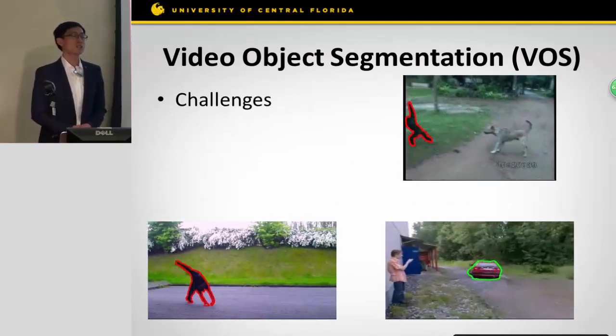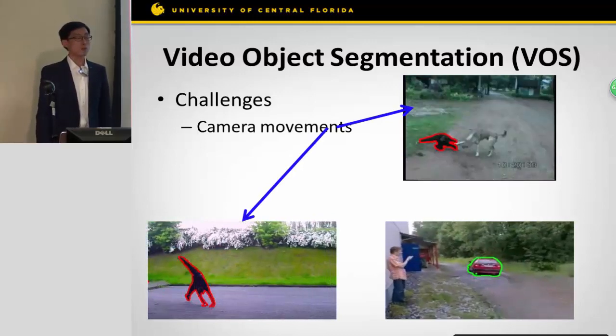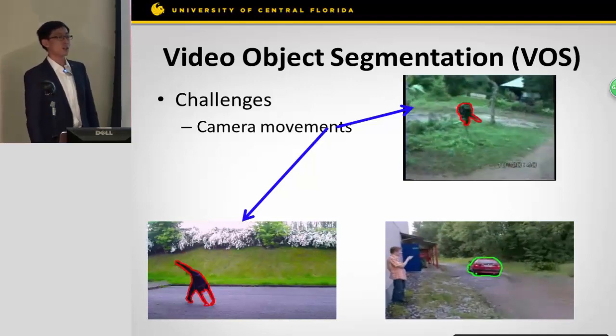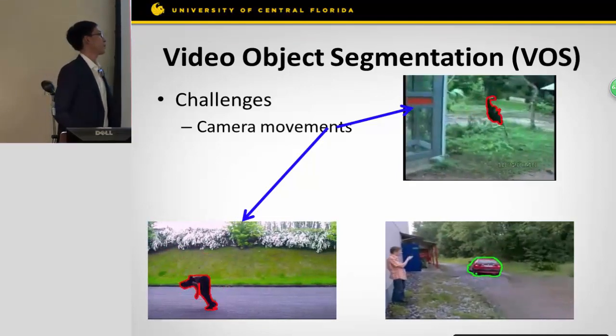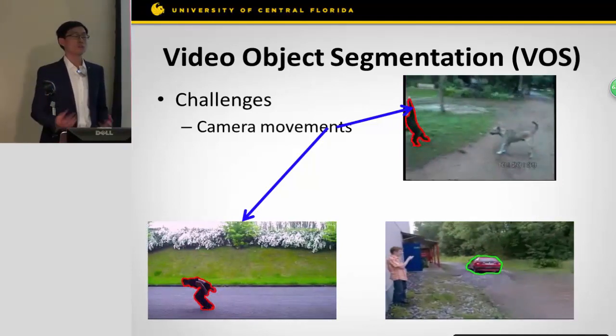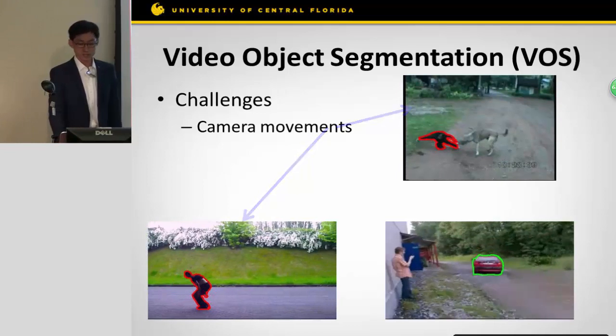This is a very challenging problem. The first challenge is due to the camera movement. As you can see from these 2 videos, not only the foreground is moving, but the camera is also moving. So it's very difficult to infer actually which region is the foreground region.